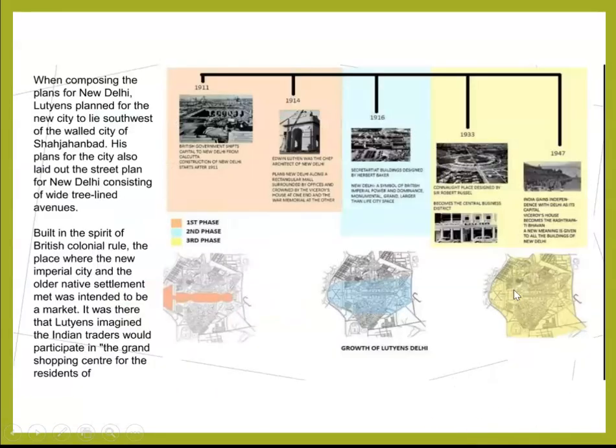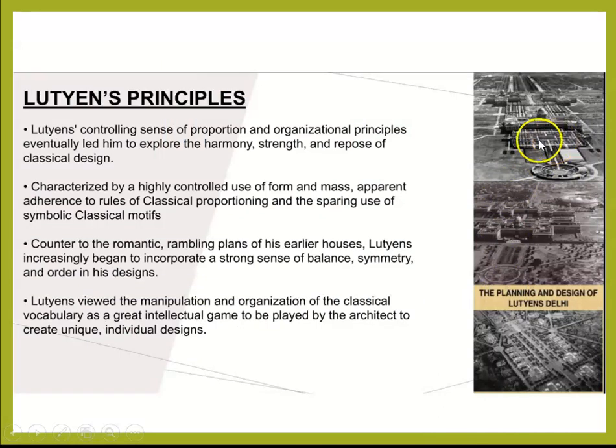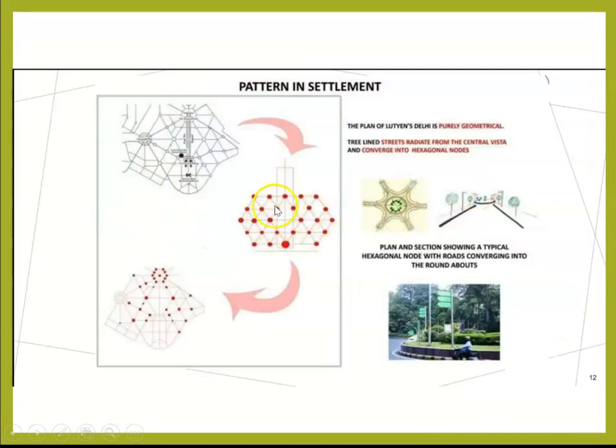So we can see the central vista is there. From the central vista, there are radiating lines. These are hexagonal nodes, and from this central vista, these radiating lines connect the other places. The plans and sections show a typical hexagonal node with roads converging into roundabouts. These are the roundabouts, and these are the nodes connected to the roundabouts, and we can move in various directions. This is the pattern followed in the settlements.